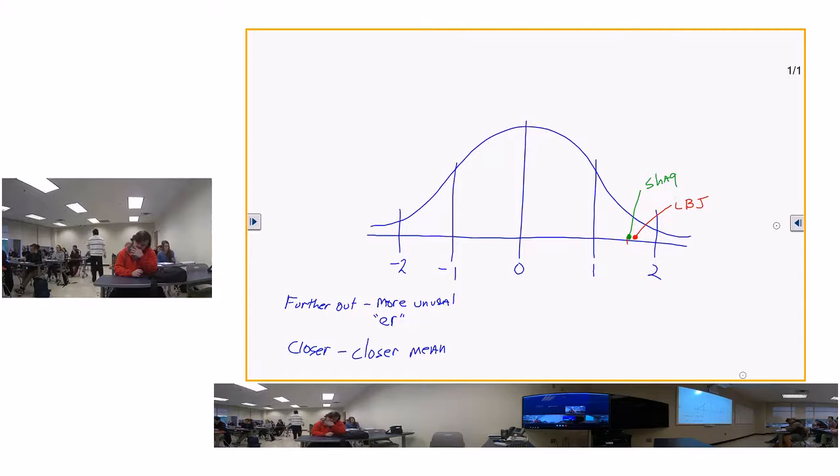Who was the biggest president? Taft. Who said Taft? Good job. Taft was. Who was the smallest president?